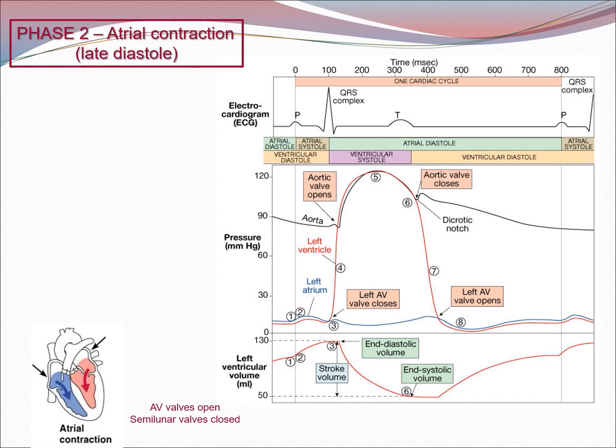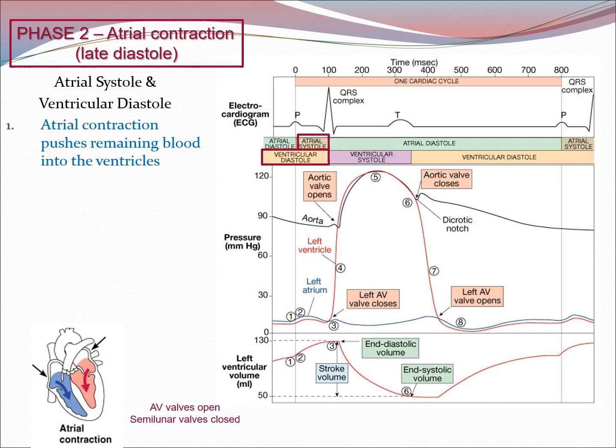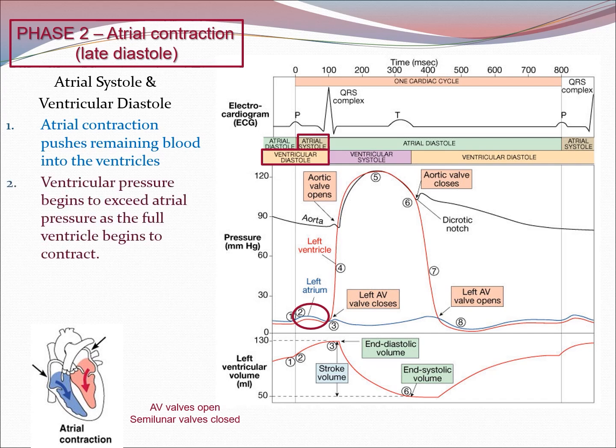Phase 2 is atrial contraction or late diastole. The atrial systole and ventricular diastole are occurring during this phase. The atrial contraction pushes the remaining blood into the ventricles. Ventricular pressure begins to exceed atrial pressure as the full ventricle begins to contract. Atrial depolarization is complete, and the P wave is reflected on the EKG. Also note the AV valves are open, the semilunar valves are still closed at this time.